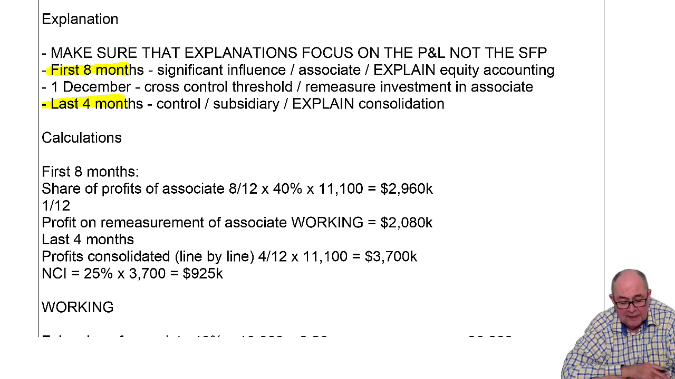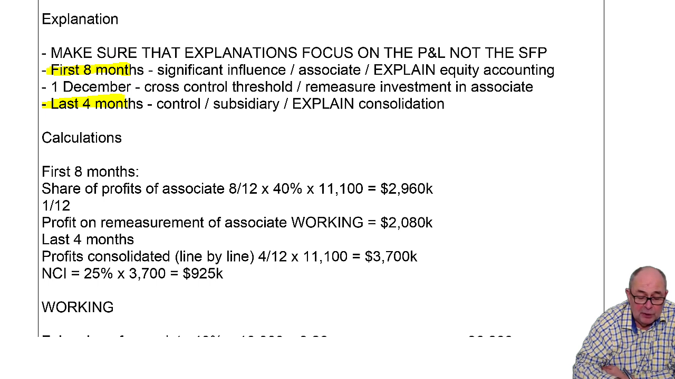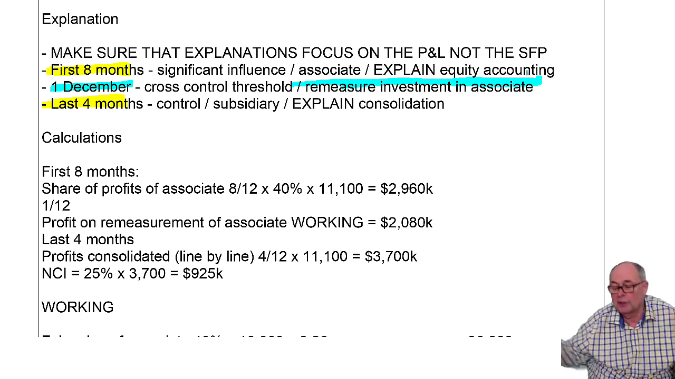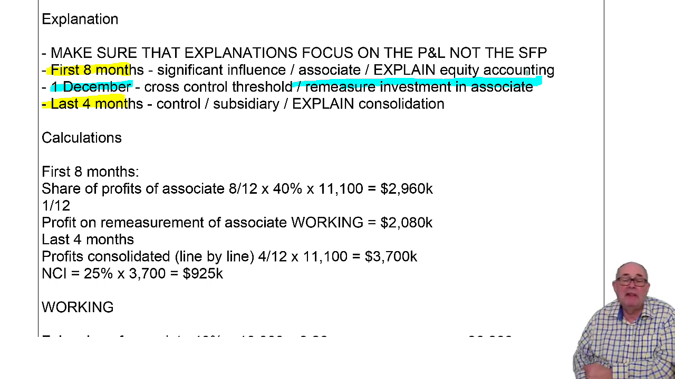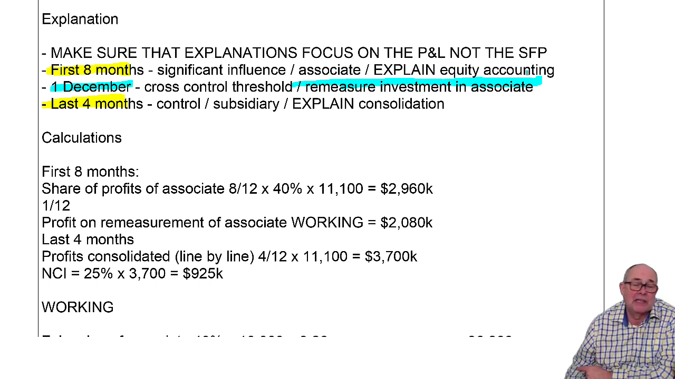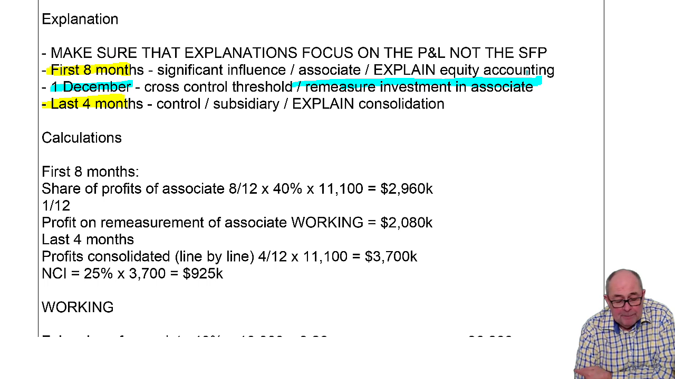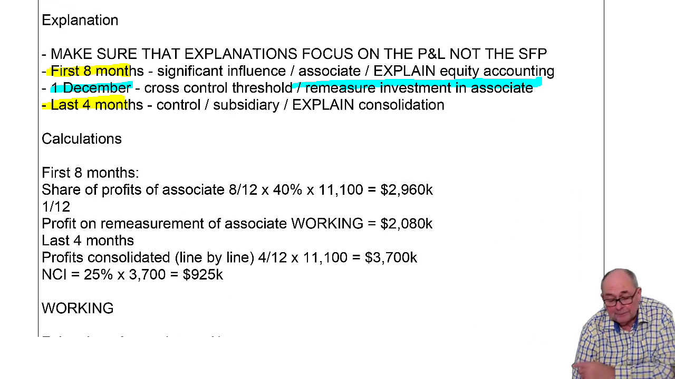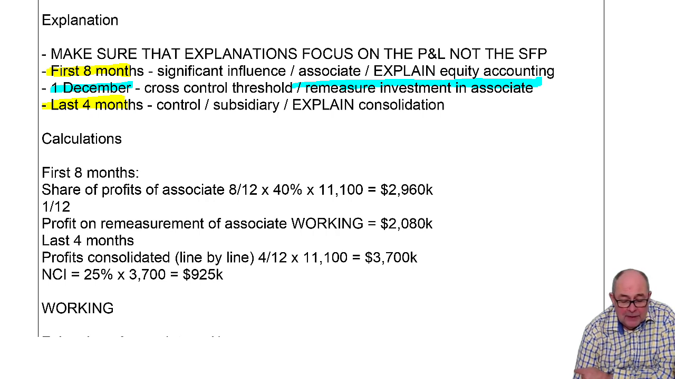Then we've got the crossing the threshold moment, the 1st of December, when the investment in the associate is remeasured. Some people say that. Some people say it's a profit on disposal of associate. It doesn't matter. However you describe it, you compare the proceeds, or the cost rather. Again, you're comparing the fair value with the carrying amount on that particular day.